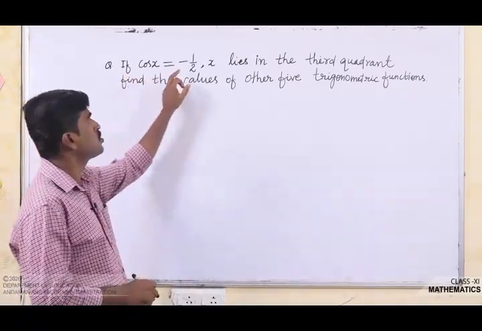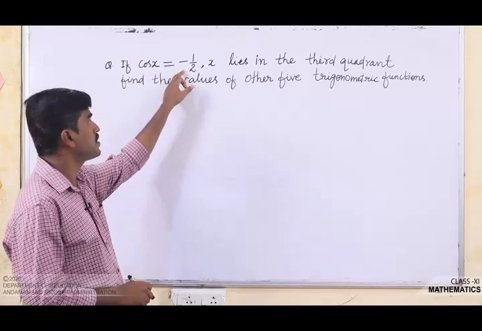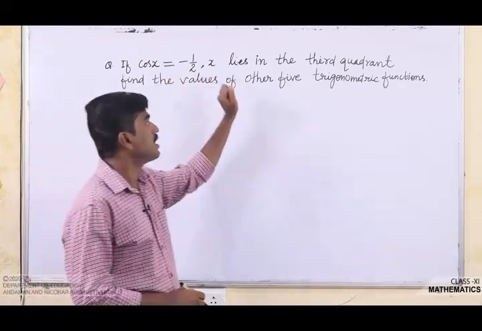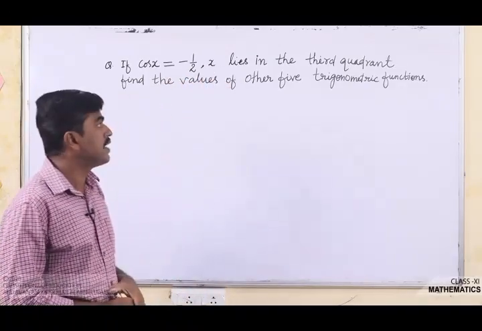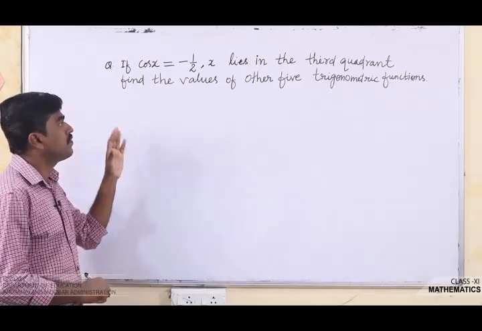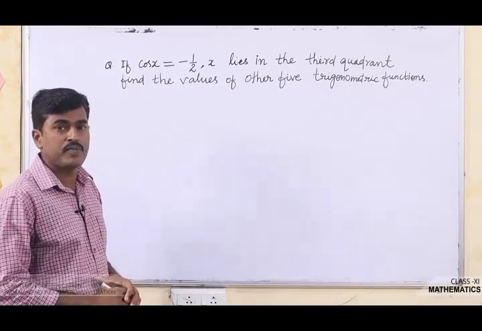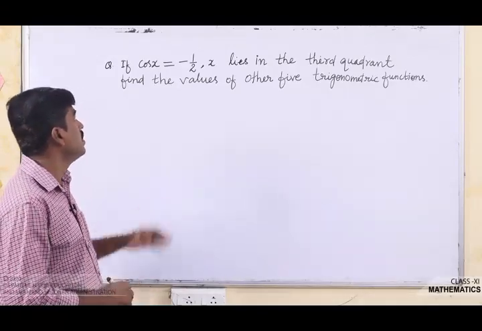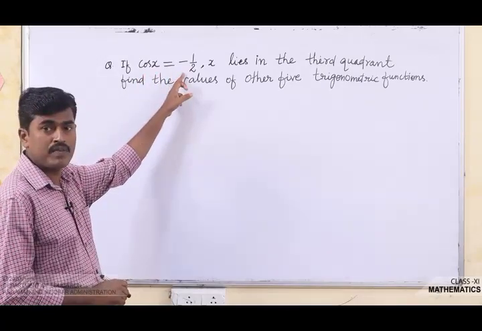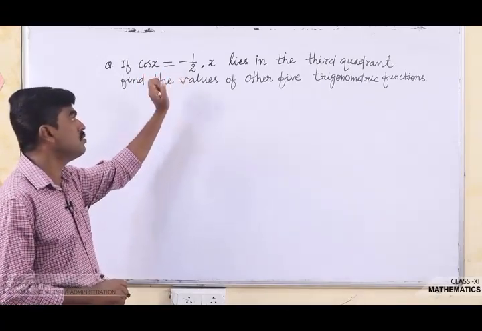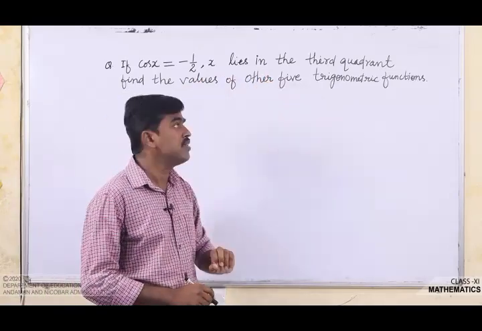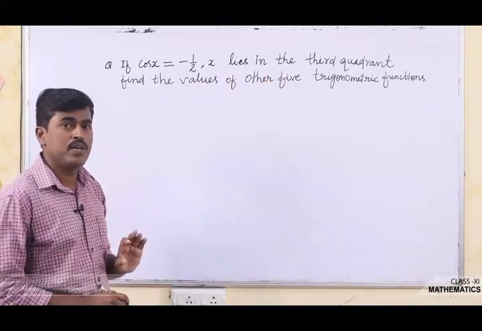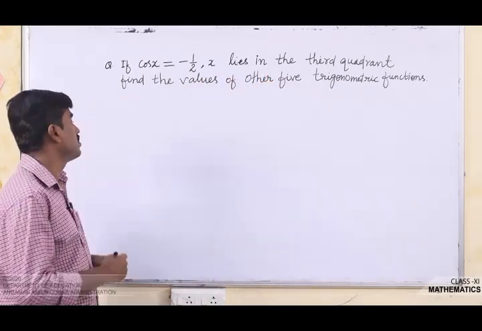If cos x is equal to minus 1 by 2, and x lies in the third quadrant, find the values of the other 5 trigonometric functions. What is given here? The value of cos x is given and it is negative. x lies in the third quadrant. We have to find the values of the other 5 trigonometric functions.